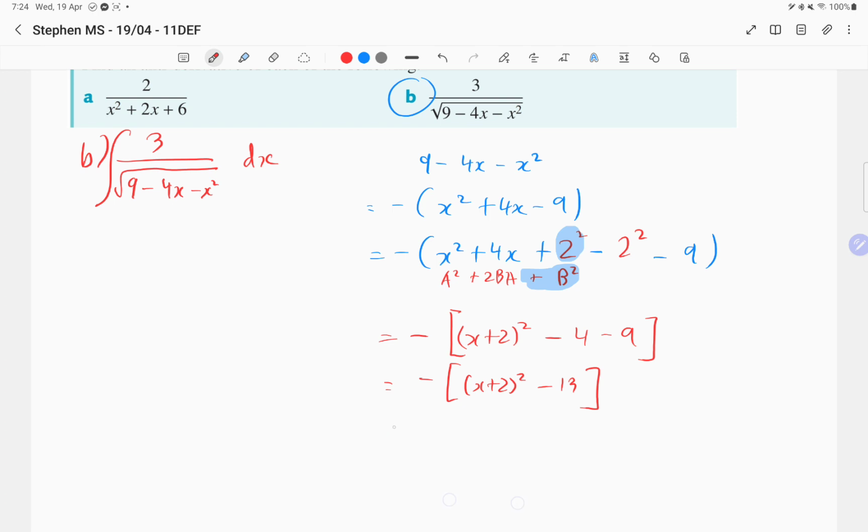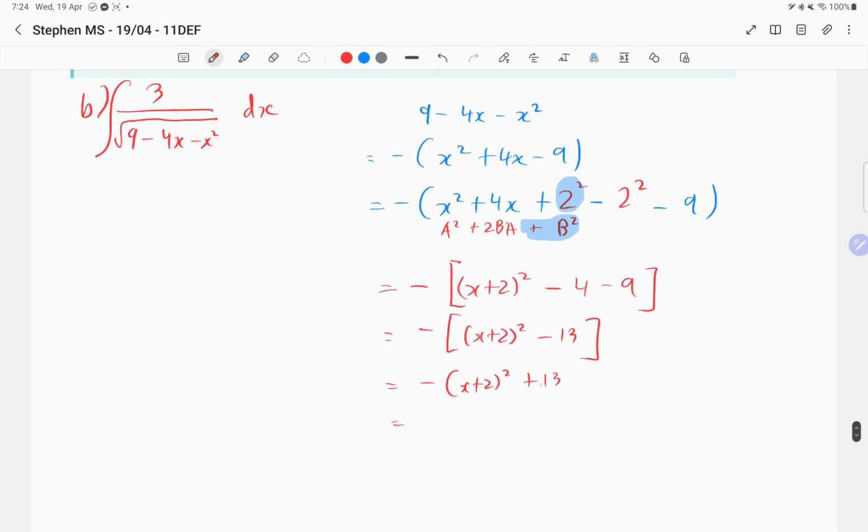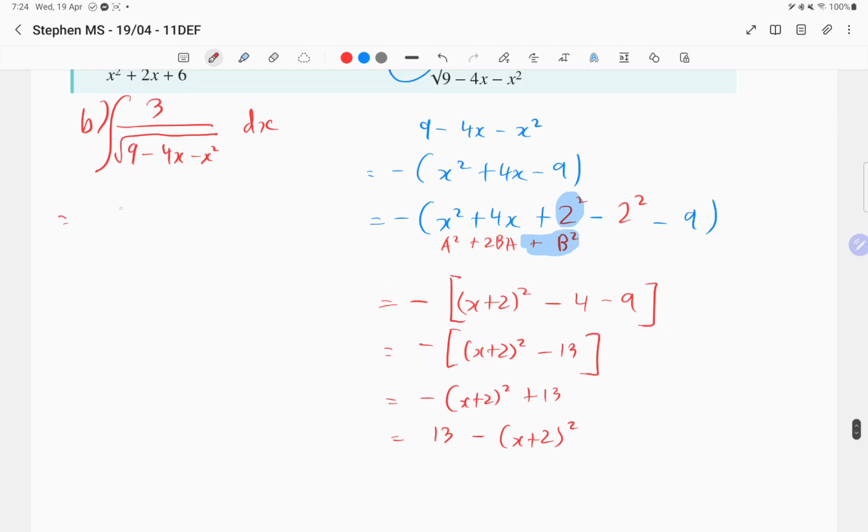And then you open brackets. That would be minus of x plus 2 everything squared plus 13. But in order to follow the formula, you need to write it as 13 minus this, because remember the formula is a squared minus x squared. So then you can convert this one into antiderive of 3 over, and this is 13, so I'm going to just take out 3. That'll be 1 over 3, square root of 13 minus x plus 2 everything squared dx.